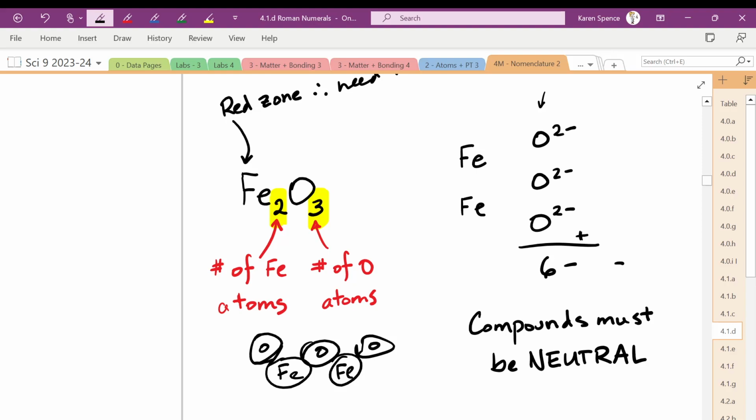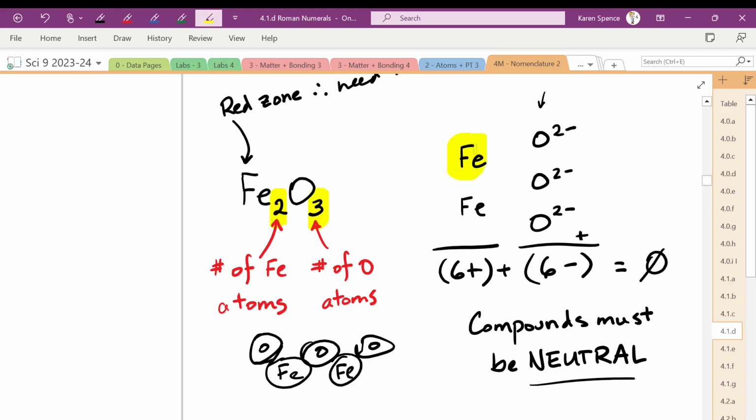So what's the total charge of the compound going to be if it's neutral? 0. So I need to have 6 negative. I need to add something else to that to get 0. What do I add? 6 positive, yes? Well, that's good. Where did that 6 positive come from? Well, it came from my 2 iron atoms.